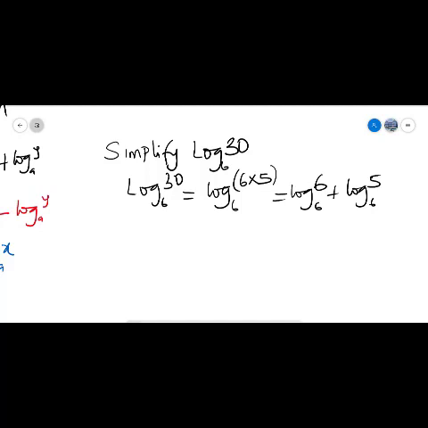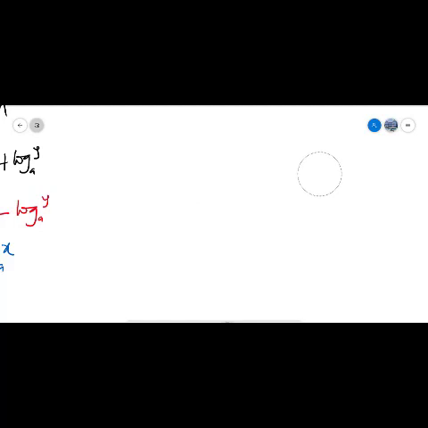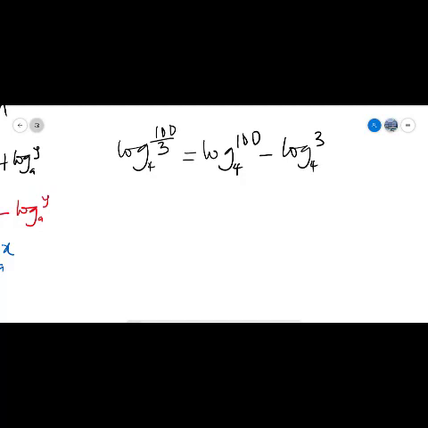Okay, now how about something like this? Now you could be given something like log 100 divided by 3 base 4. According to our laws of logarithm, we know that this is equivalent to log 100 base 4 minus log 3 base 4. We've simplified it.